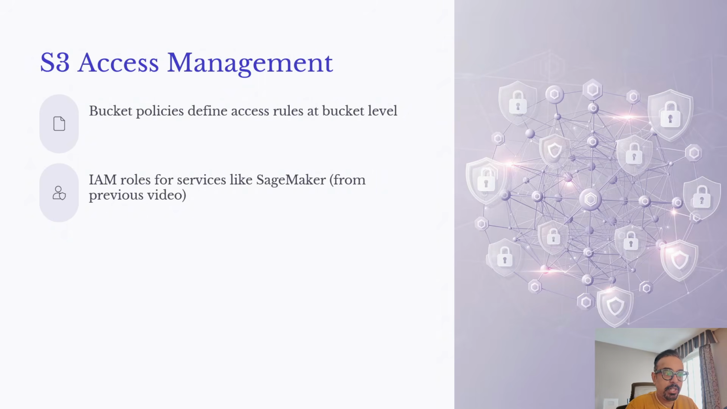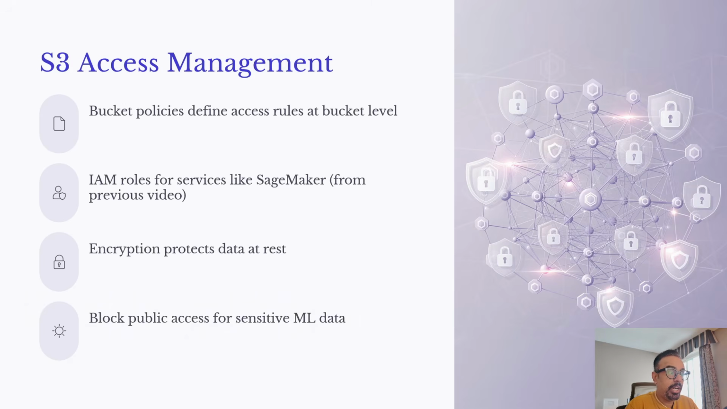Services like SageMaker use roles with temporary credentials, not hard-coded passwords, which is much more secure. S3 can automatically encrypt all your data when it's stored, adding an extra layer of security. This is especially important for sensitive datasets like medical images, financial records, or personally identifiable information. By default, S3 is going to block all public access to your buckets. So always keep this enabled for machine learning projects to ensure your training data and proprietary models aren't accidentally exposed to the internet. This is a critical security setting that you should take care of.